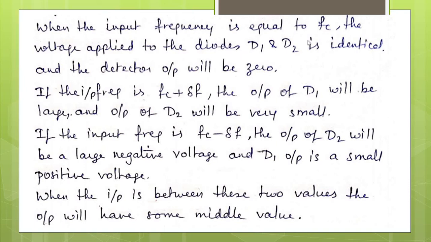if it is applied to the primary of the transformer, in this case the voltage applied to the diodes D1 and D2 will be the same, but the input to the second diode will be out of phase. Hence, at the output of the detector, both of these two voltages cancel each other. Hence, the detector output will be equal to 0. So this is the first condition.